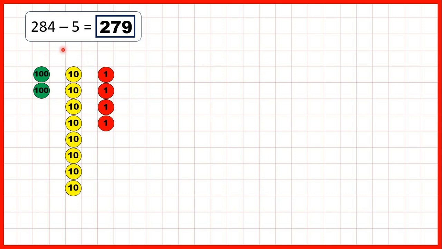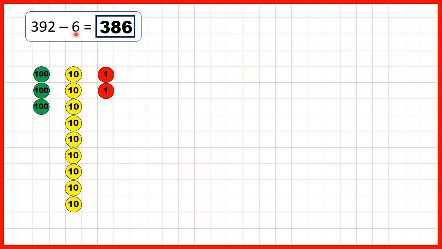So here we've shown base 10 blocks, but we can also use place value counters to show subtraction. So here we started with 284, and to subtract 5, first we can subtract our 4 ones, then we need to exchange with our 10, and then to subtract 5, we just need to subtract 1 more, so we get 279, because now we still have 2 hundreds, but because we needed to exchange, we only have 7 tens and we have 9 ones.